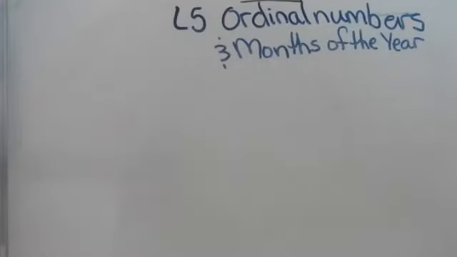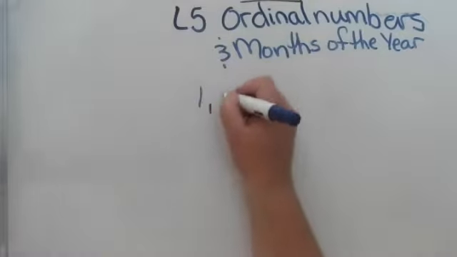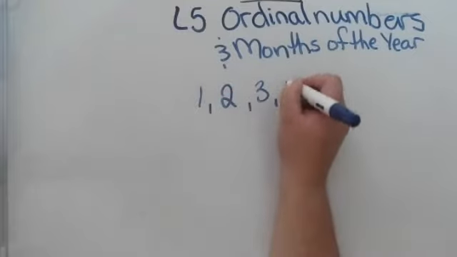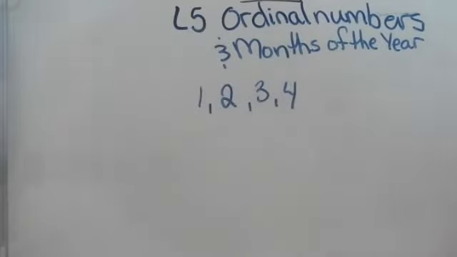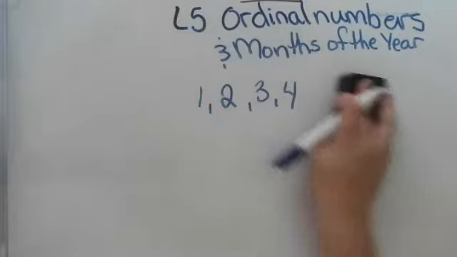This is Saxon 4, Lesson 5, Ordinal Numbers and Months of the Year. So an ordinal number is a number that tells you what place somebody is. For example, normal numbers that you would see are 1, 2, 3, 4. An ordinal number tells you the place of something.